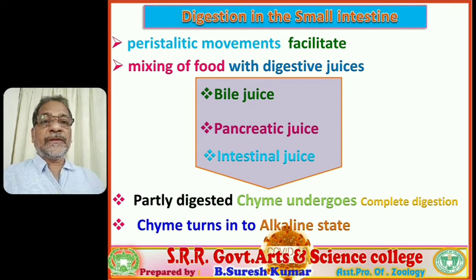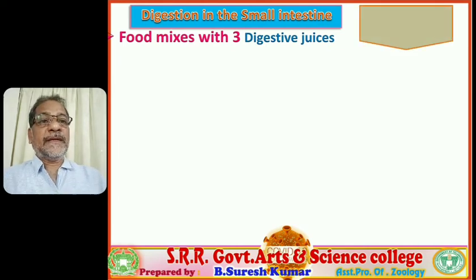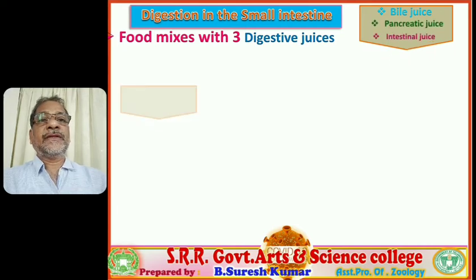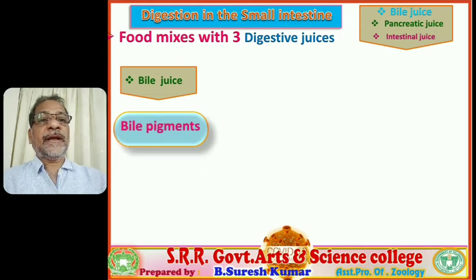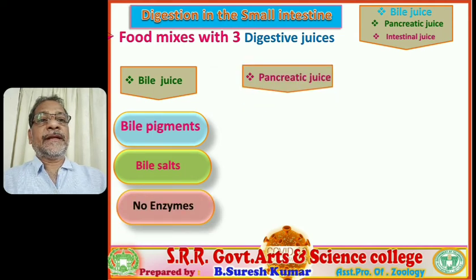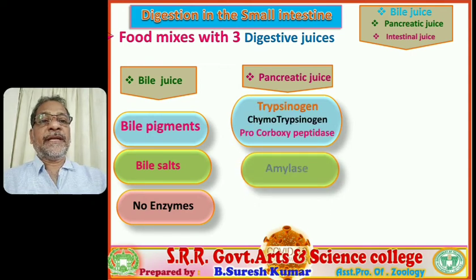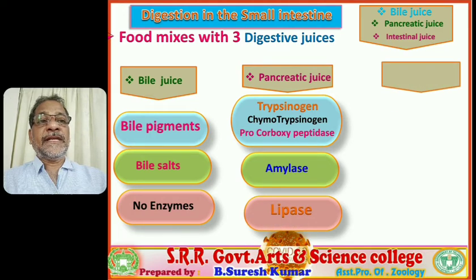With the mixing of these digestive juices, the chyme turns alkaline. The food mixes with three digestive juices in the small intestine: bile juice, pancreatic juice and intestinal juice. Let's observe their composition. The bile juice contains bile pigments and bile salts. No enzymes are present. The pancreatic juice contains trypsinogen, chymotrypsinogen, procarboxypeptidase, amylase and pancreatic lipase. It is also called steapsin.